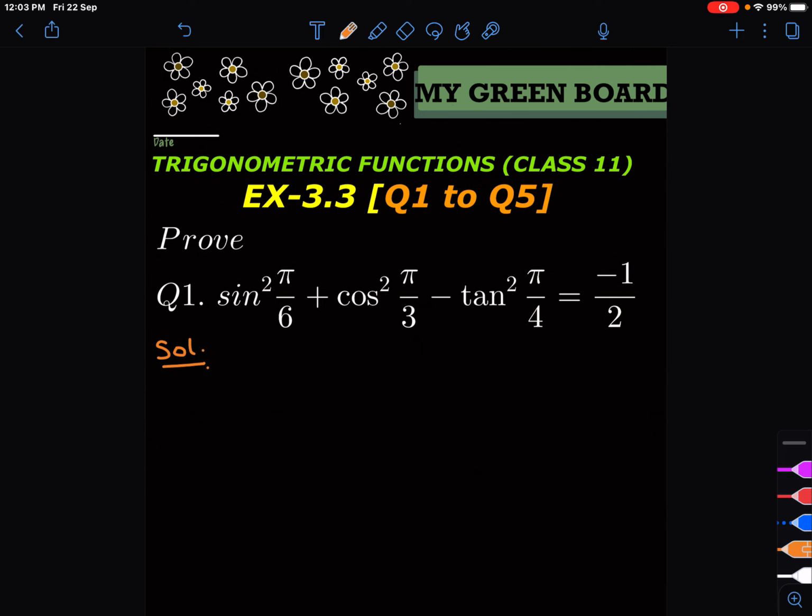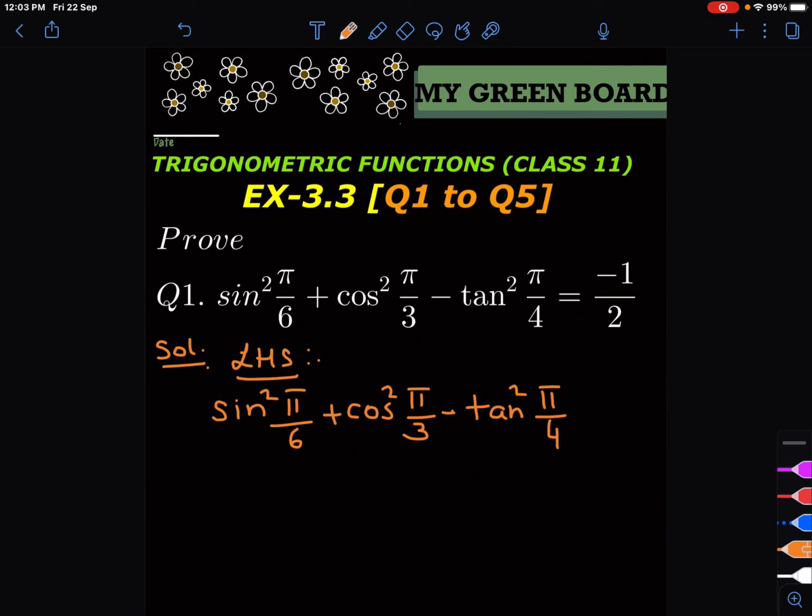Okay, so let's start with the first question. Prove that sin square pi by 6 plus cos square pi by 3 minus tan square pi by 4 is equal to minus 1 by 2. So whenever a proof question is asked, just take the LHS. LHS is the left hand side. Whatever is there on the left hand side, you just write: sin square pi by 6 plus cos square pi by 3 minus tan square pi by 4.